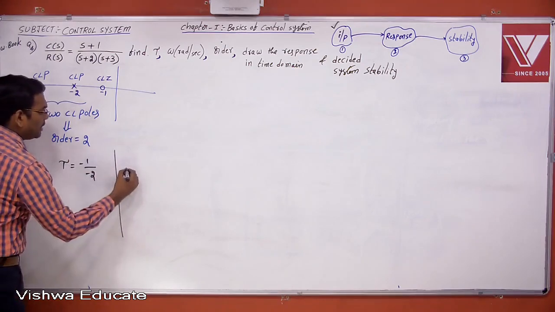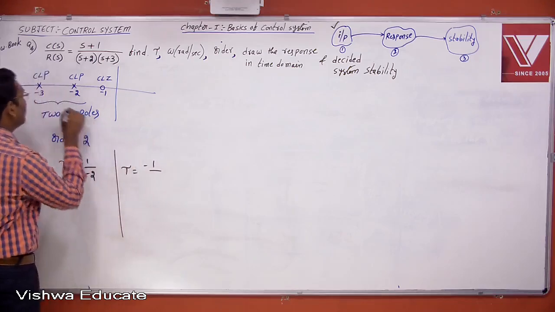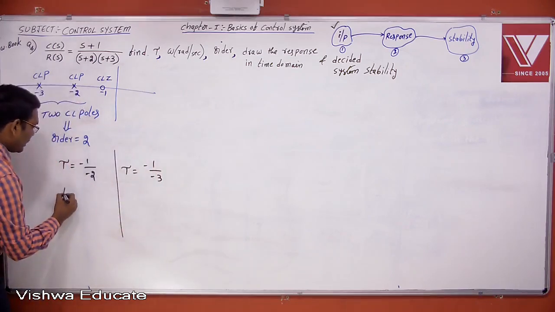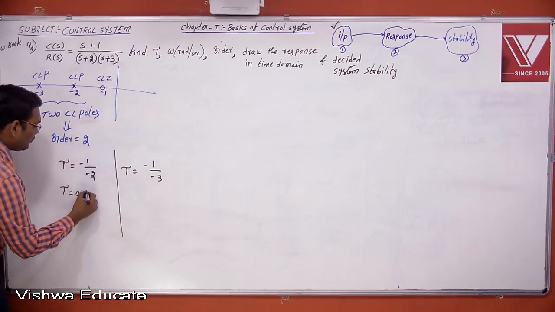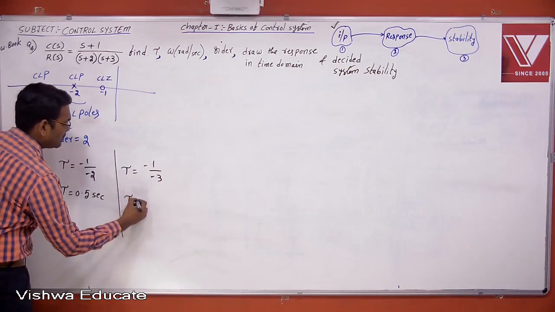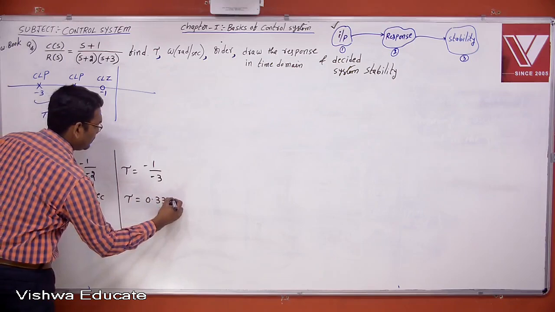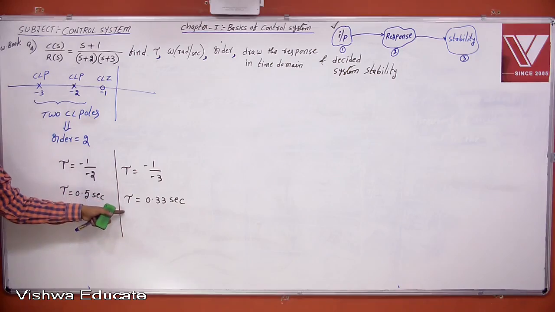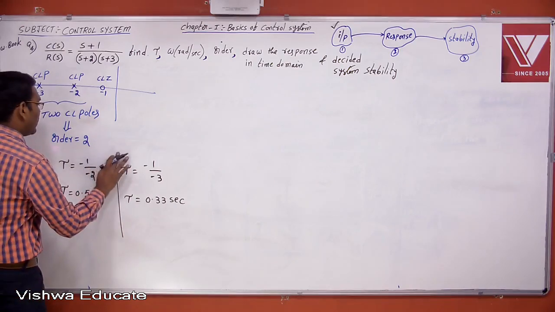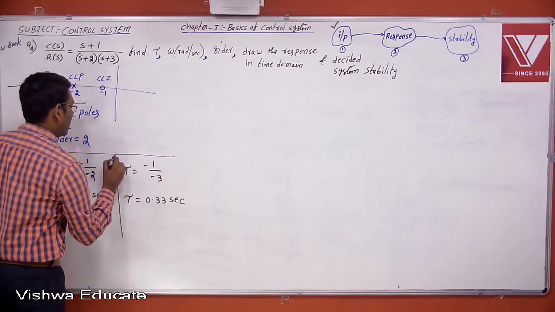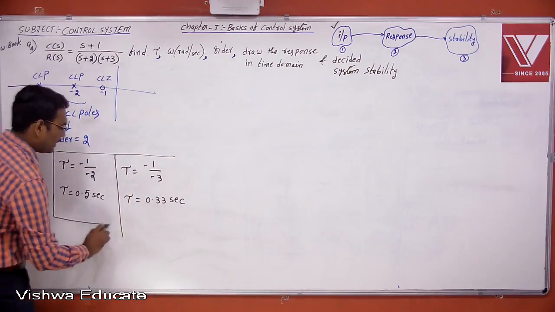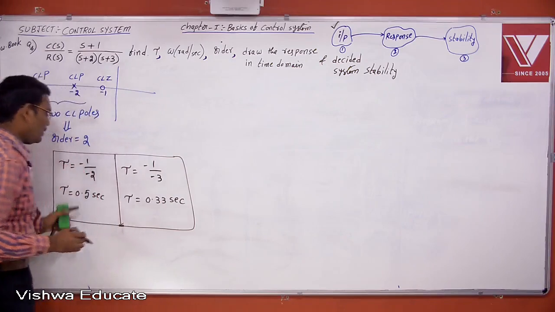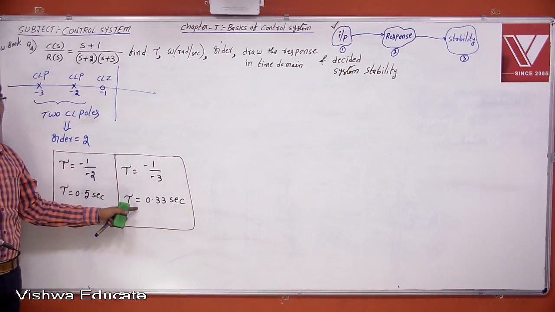Similarly, time constant is the negative of the reciprocal of the real part of the pole. What is the real part of the pole? -3. Therefore, the time constant is 0.5 seconds for the first pole, and 0.33 seconds for the second. But what is the problem here? With the previous basic formula, we have two time constants. One is 0.5 seconds, another one is 0.33 seconds.